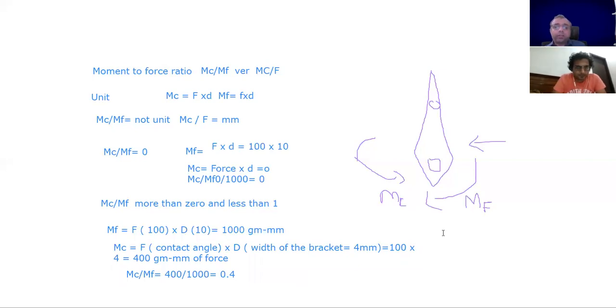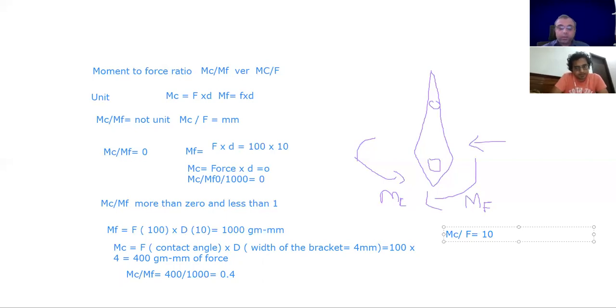Now the second scenario is that some people say that for the same scenario, the moment of couple to moment of force ratio is 8 to 10. It all depends upon the distance between the center of resistance and the bracket. Suppose the distance is 10 millimeters. Then what is the moment of couple to force ratio for controlled tipping? 8 to 10. I say 10 because we are considering 10 millimeters.